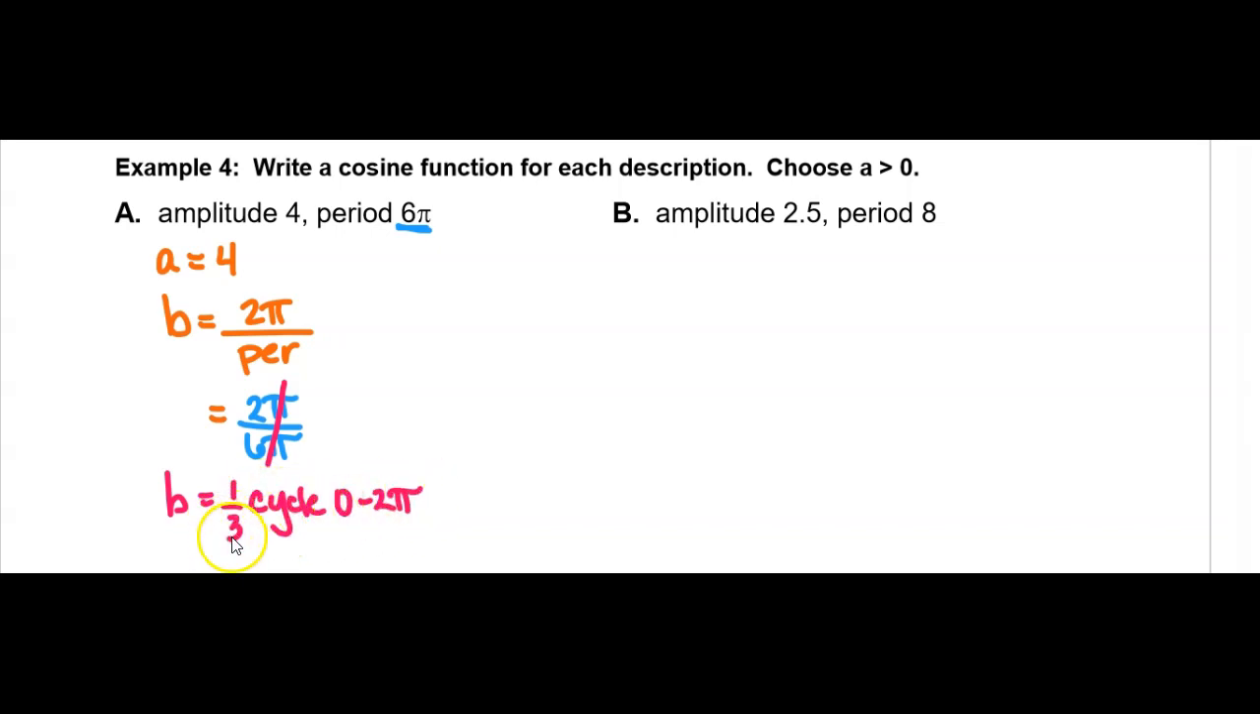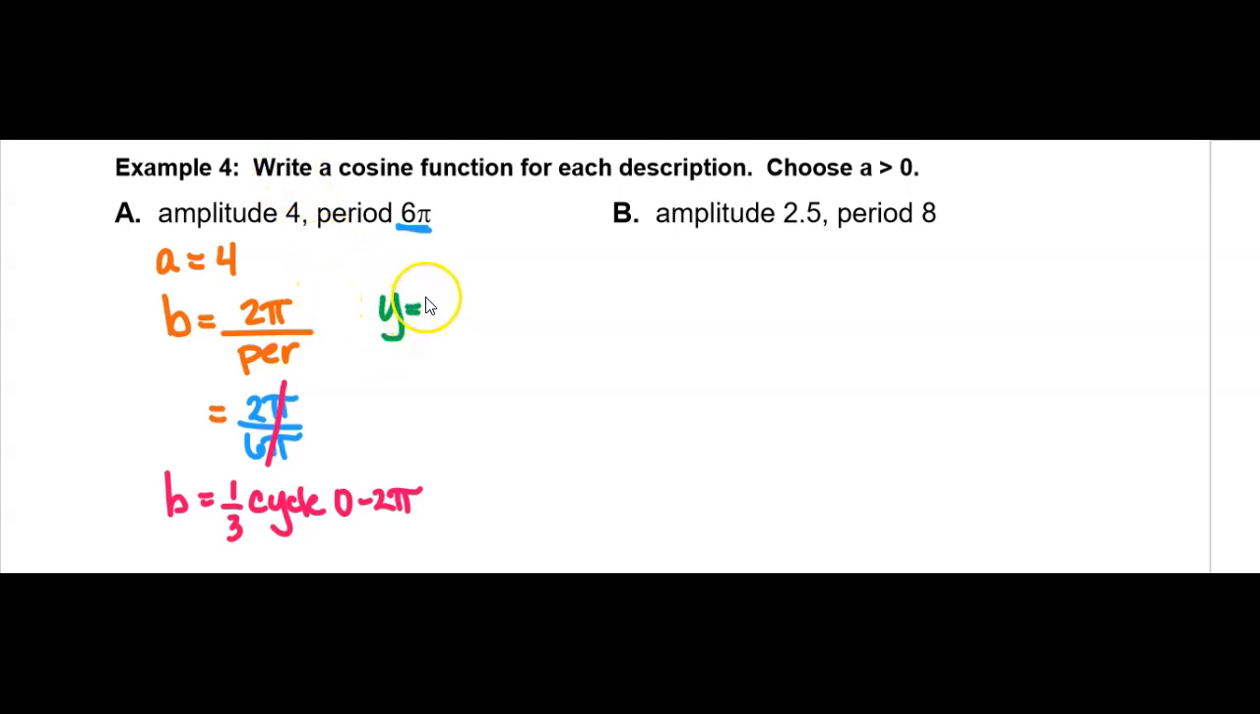And again, we're only going to get 1/3 of a cycle because this period is huge. It's 6 pi to complete the entire cycle. So it takes 3 times as long as the normal 2 pi. Okay, so now that we have our A value and our B value, we can write our equation. So go ahead and pause the video and see if you can figure out what the equation is going to be.